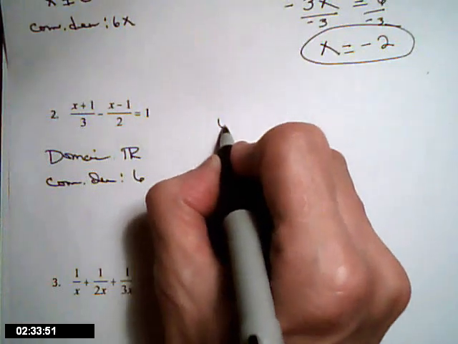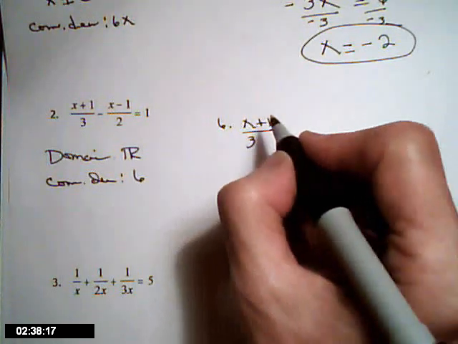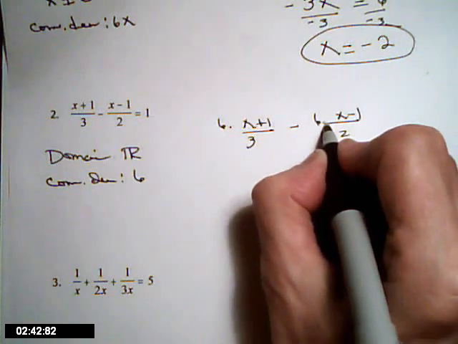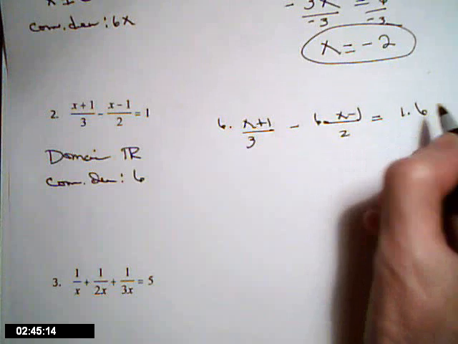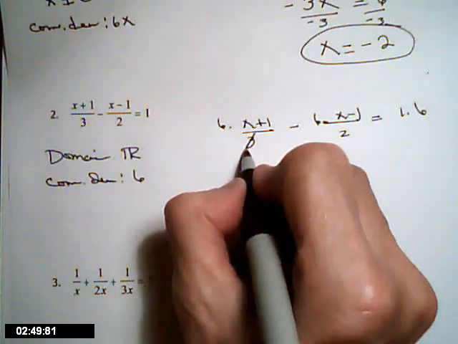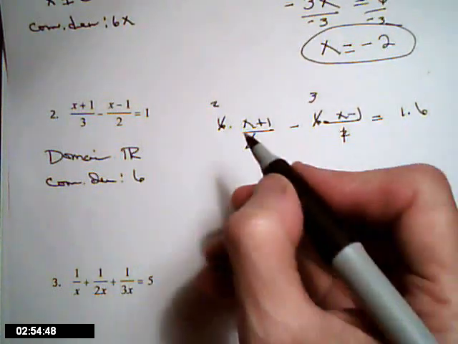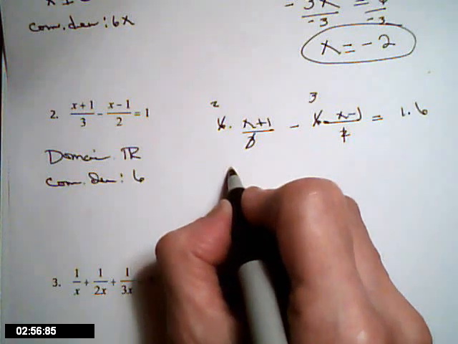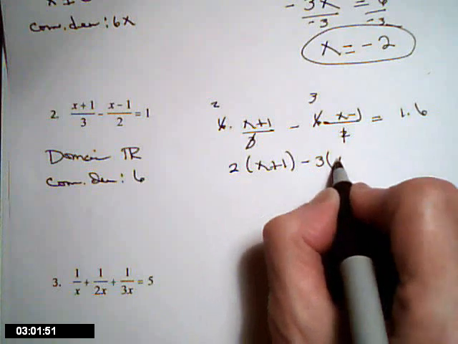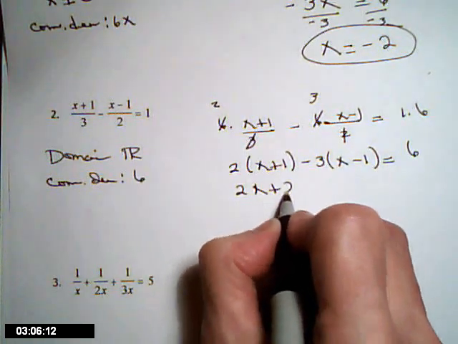So I'm going to take my problem and multiply each term by 6. Okay. Now again, remember the goal is to get rid of your denominators. So 3 will divide into 6 2 times, 2 will divide into 6 3 times, and then I'm going to distribute. Now what I actually have here is 2 times x plus 1 minus 3 times x minus 1 equals 1 times 6.